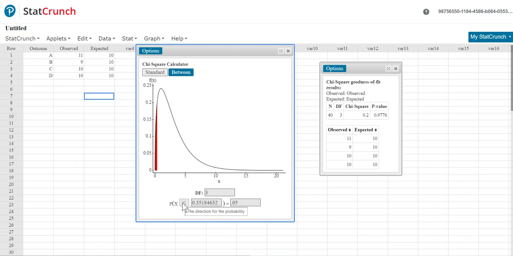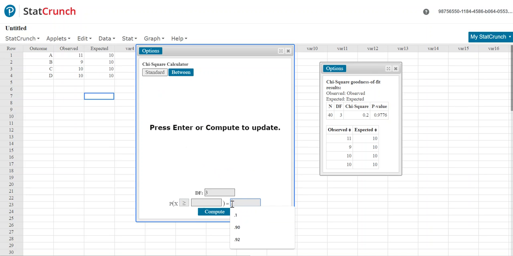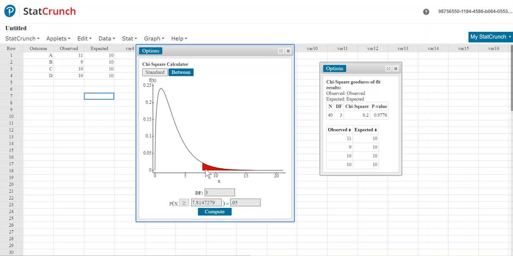Now, this would assume less than, but there's a mistake here. Don't leave this as less than. Remember, you're looking for the area in the tail, not in the body. So make sure you change this to greater than before you do the calculation, and this needs to be 0.05. Now do your calculation. This is what you're looking for. You're not looking for less than, you're looking for greater than.